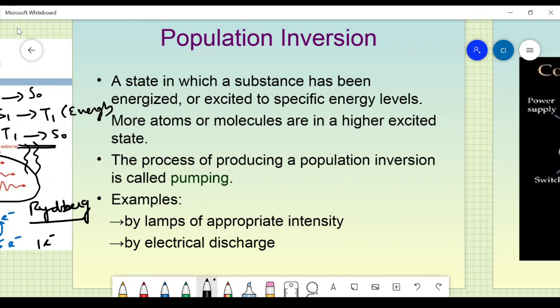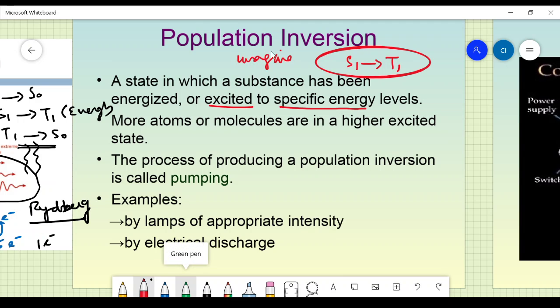Here, population inversion is a state in which a substance has been energized or excited to specific energy levels. So I told you about the inversion of the population. Maybe you can imagine this as a singlet state going into the triplet state. Not exactly, because it is with the electrons, and the laser is with photons and other particles. So more atoms and molecules are in a higher excited state. This is a very important point that you are going to write about lasers. The process of producing population inversion is called pumping. Very important point. Example, by lamps of appropriate intensity and electrical discharge.